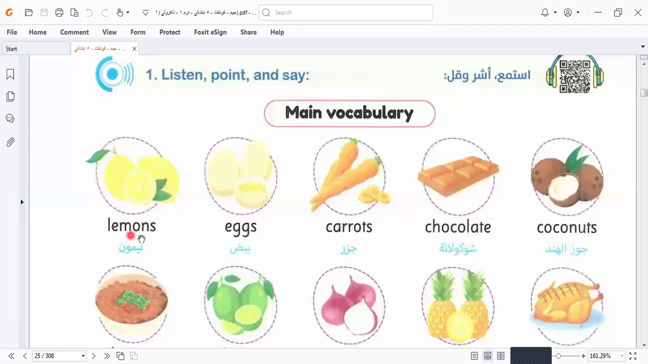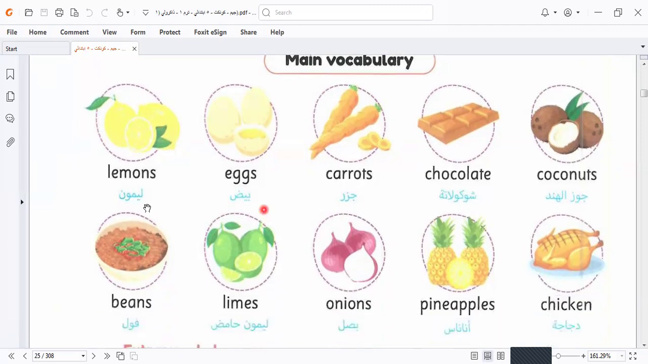We have lemons, eggs, carrot, and if you have a paper and pencil, write this vocab with me to keep it. Okay, it's important to keep it. Lemons, eggs, carrot, chocolate, coconuts, beans, limes, onion, pineapples, chicken.